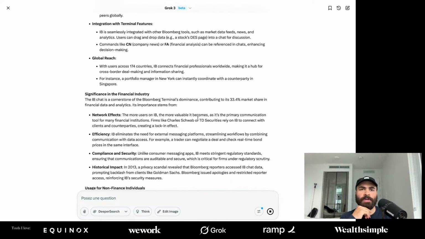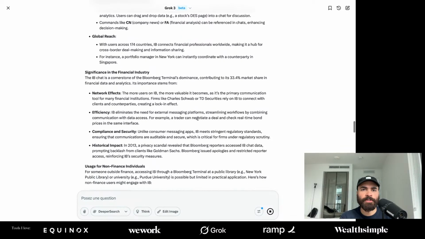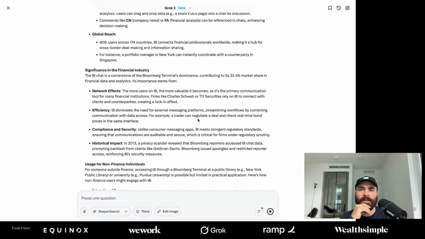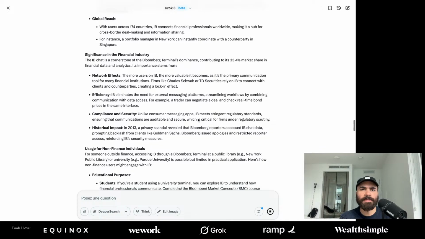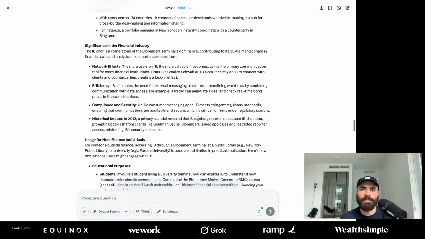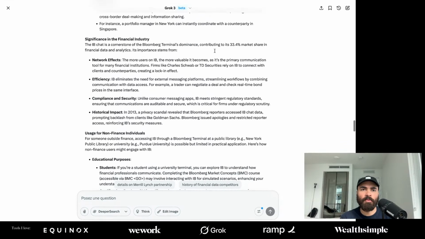Integration with terminal features: IB is seamlessly integrated with other Bloomberg tools such as market data feeds, news and analytics. Users can drag and drop data into a chat for discussion. Commands like CN for company news or FA can be referenced in chats, enhancing decision making. With users across 174 countries, IB connects financial professionals worldwide, making it a hub for cross-border deal making and information sharing. A portfolio manager in New York can instantly coordinate with a counterparty in Singapore.